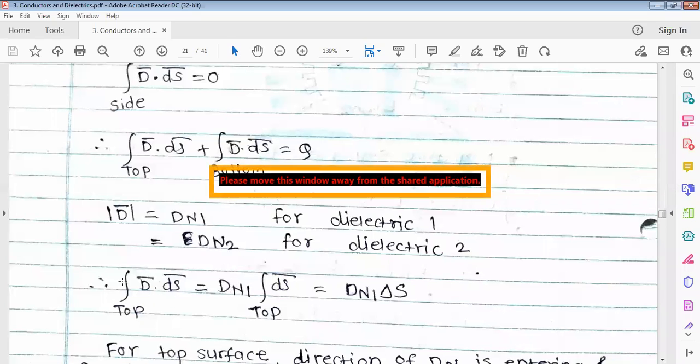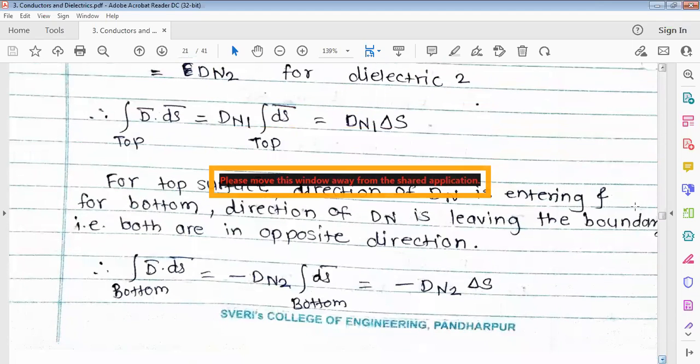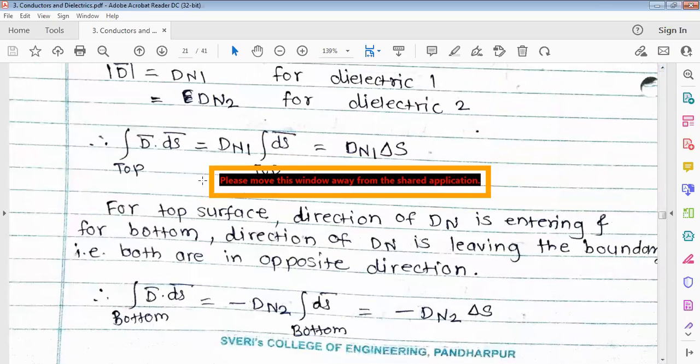Remember, therefore the integration of d bar dot ds bar for the top surface is equal to, in region 1. This top surface is in region 1, right? Therefore, it is equal to dn1 times the integration of ds bar for the top surface. And this ds bar is nothing but delta s, the differential top surface we are considering as delta s. So it is equal to dn1 into delta s.